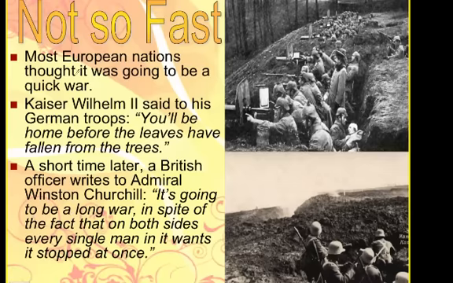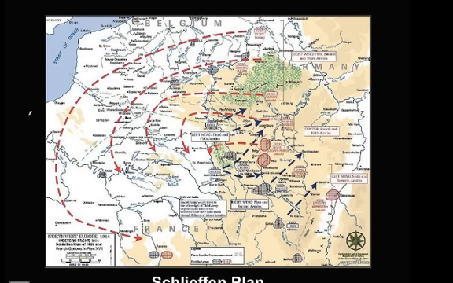What's interesting is most Europeans thought the war was going to be quick. Kaiser Wilhelm tells his troops you'll be home before the leaves have fallen from the trees. That is inaccurate. Very quickly, once the war begins, a British officer writes to Churchill and says it's going to be a long war, in spite of the fact that on both sides, every single man in it wants it stopped at once. And we'll talk in a minute about why the war becomes so bloody and so nasty.